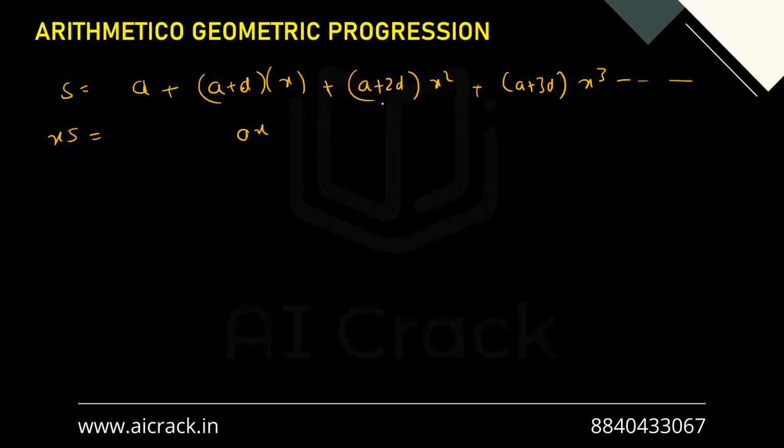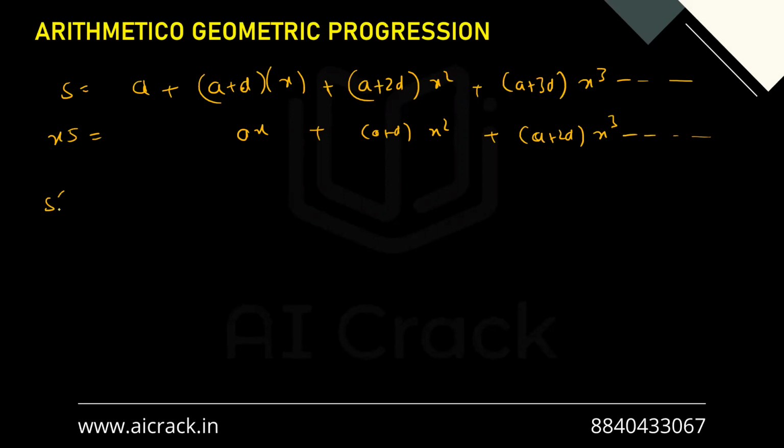And similarly, I'll write A plus D X square over here. That would be A plus D X square. Similarly, over here, it would be A plus 2D X cube, and so on. So it would go till n plus 1 terms over here.